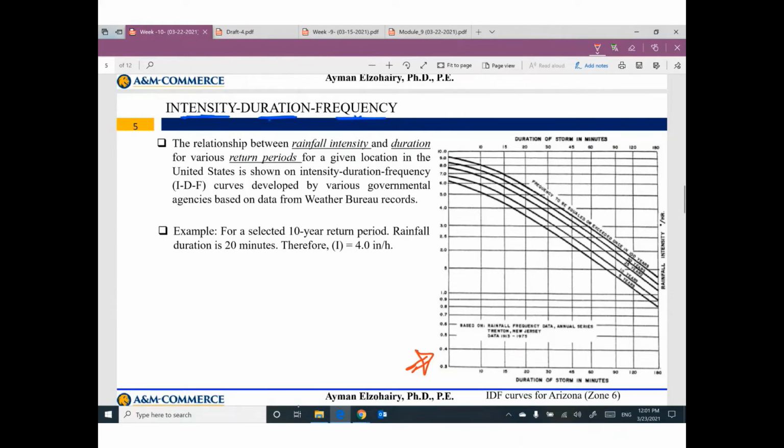The relationship between rainfall intensity, which is called capital I, in terms of inch per hour. How many inches per hour do you expect from this rainfall? And the duration of the rainfall. And the return period: every 25 years, this rainfall will be repeated. Every 50 years, this rainfall will be repeated. So these three terms together will create this chart.